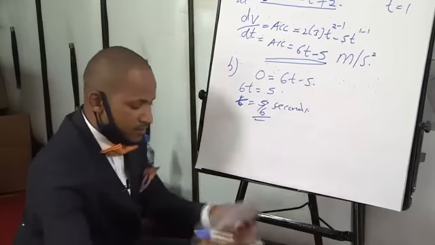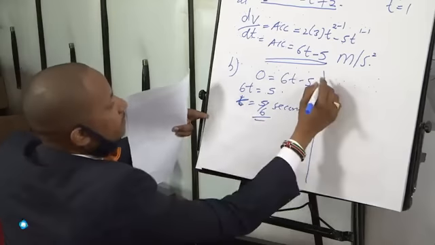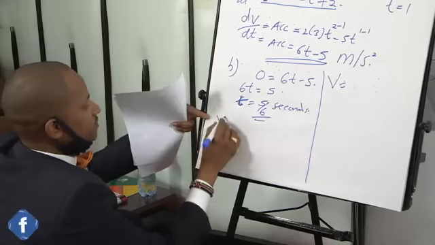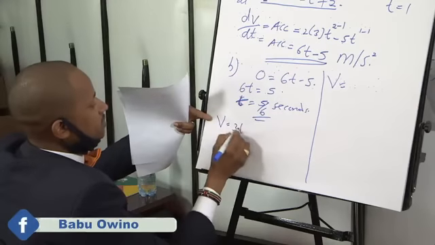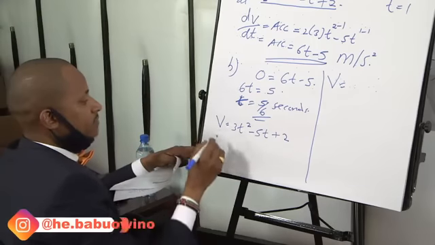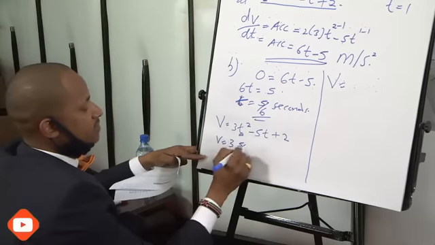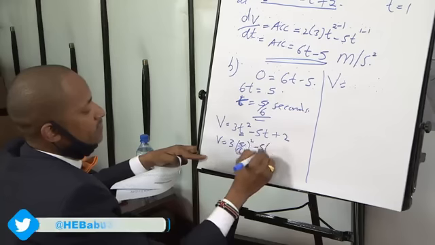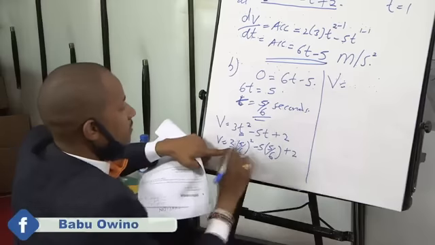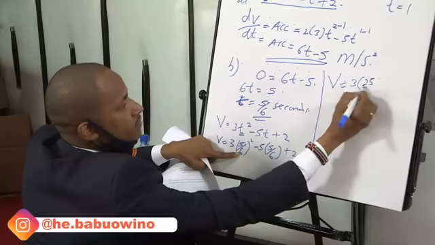But this is t, although the question wants velocity when acceleration is 0. Therefore, velocity from our equation is 3t squared minus 5t plus 2. From here, velocity is equal to 3, but the value of our t is 5 divided by 6. It's squared, minus 5 into 5 divided by 6, plus 2. So from here, our velocity equals 3 times 5 divided by 6, 5 squared is 25, 6 squared is 36.